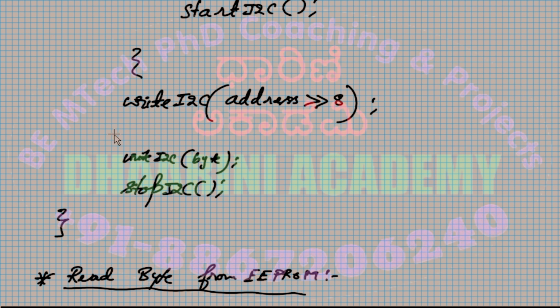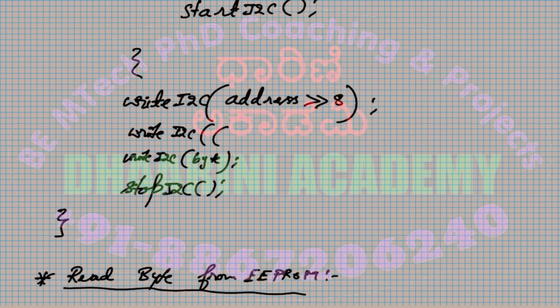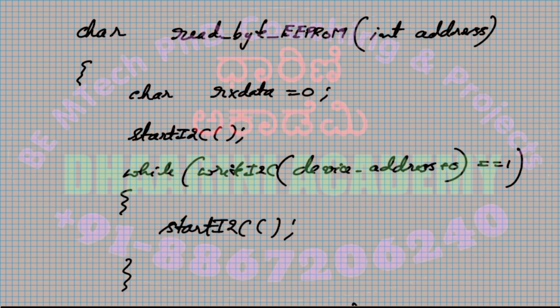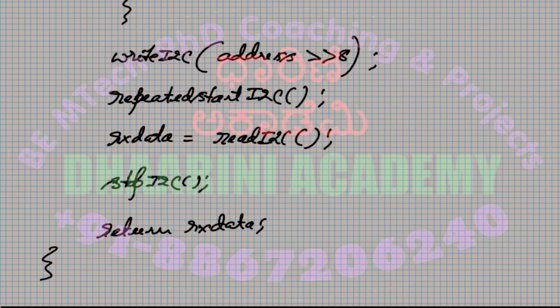So write I2C. Typecasting can be done using the parenthesis like this, right? You have to tell what is the output data type you want, that is character. Okay, character of my address. So now the address gets converted into character and will be written onto the I2C. So wherever we use the write I2C, I should make sure that I am writing it right here also. It's the same thing.